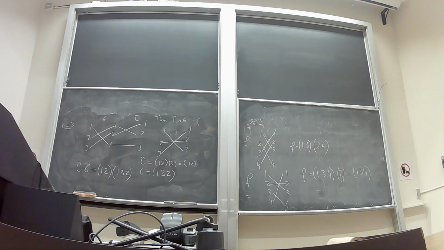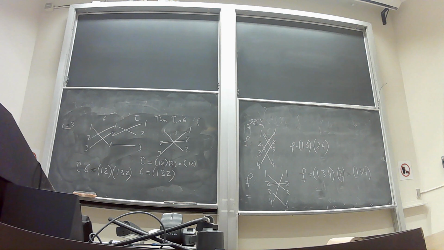Okay, just write them together. Are these correct? I believe so. Sigma is (1 3 2), right? It sends 1 to 3, 3 to 2, and 2 to 1. And tau exchanges 1 and 2 and leaves 3 fixed.